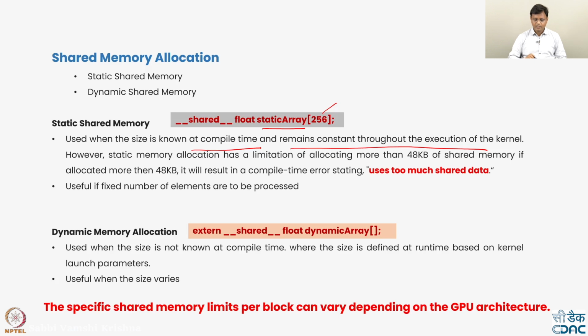As I already discussed, static memory allocation has a limit. It cannot be allocated more than 48 kilobytes of shared memory. If by any chance you try to declare more than 48 kilobytes, it will throw an error at compilation time itself, saying you are using too much shared data. And static shared memory allocation is very useful if a fixed number of elements are to be processed, and you know it well before the execution of your program or application.